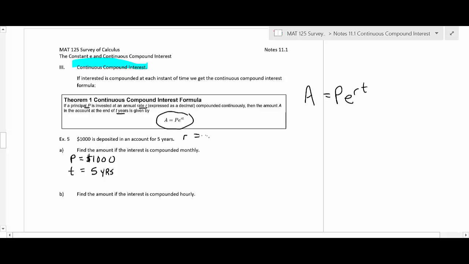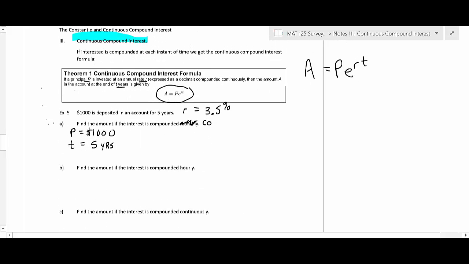So let's just say we have an interest rate of 3.5%. Hang on, let's do this the right way, because I had a plan on this problem. We're going to do this problem in different ways. I forgot to put the interest on here. If we're compounded monthly, we're going to do the compound interest formula a couple more times.